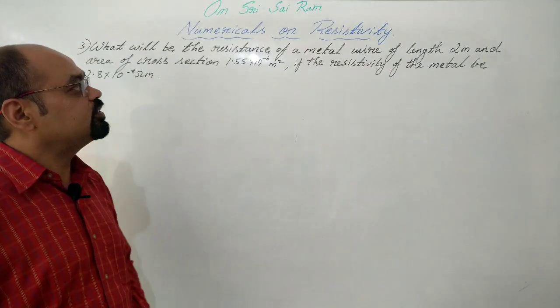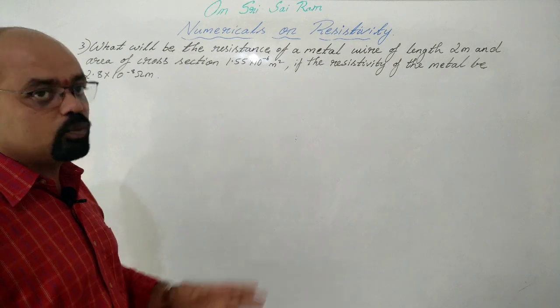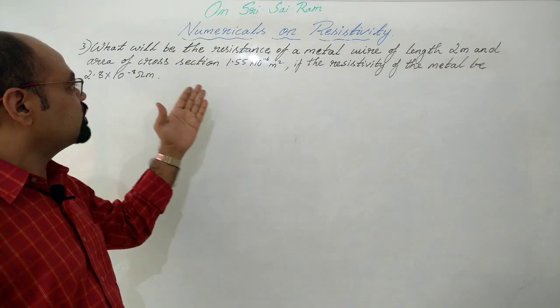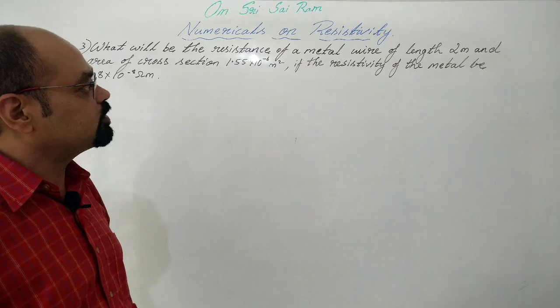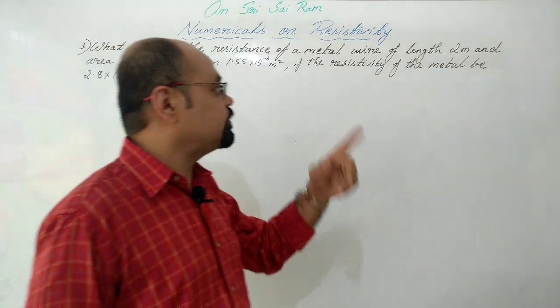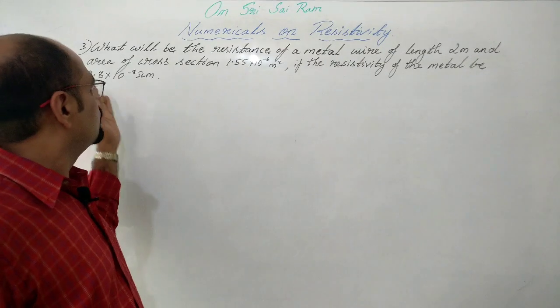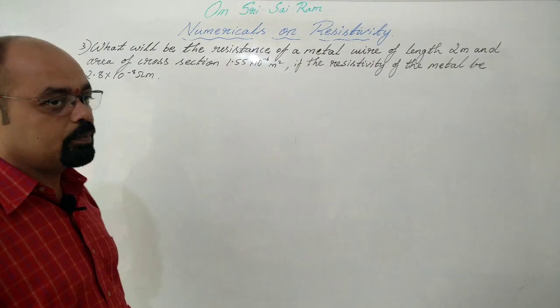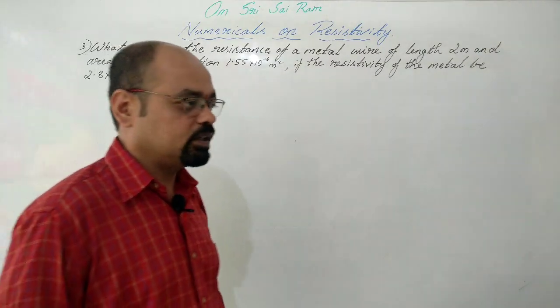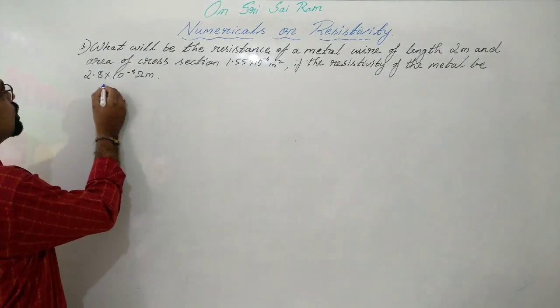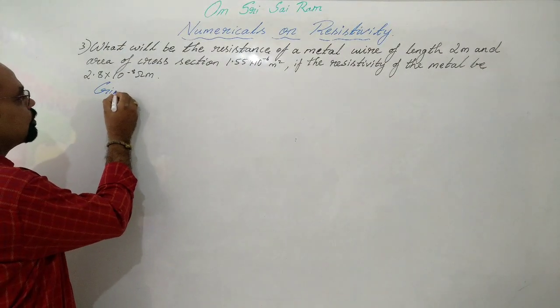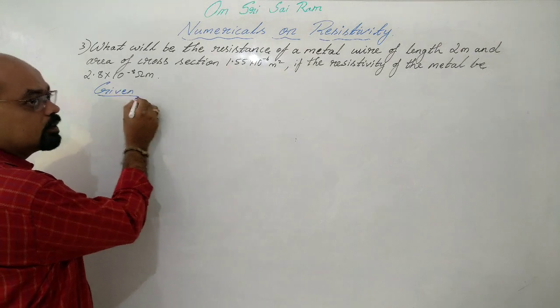What will be the resistance of a metal wire of length 2 meters and area of cross section 1.55 into 10 to the power of minus 6 meter square if the resistivity of the metal be 2.8 into 10 to the power of minus 8 ohm meter? So let's write the given in the question first. What are the things given?